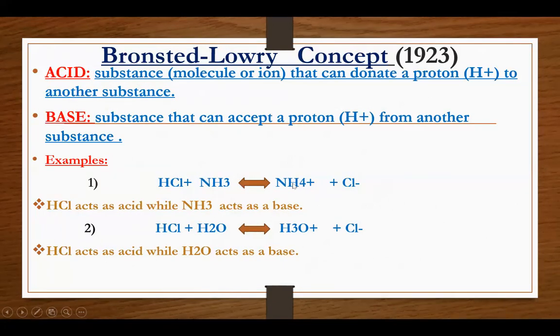ammonium NH4+ ion. Next example, when we react HCl with H2O, HCl again loses its proton and converts into chloride ion Cl-, while H2O here is acting as a base. Why? Because it accepts proton from HCl and converts into H3O+ hydronium ion. In this second example, HCl is acting as an acid while H2O is acting as a base.